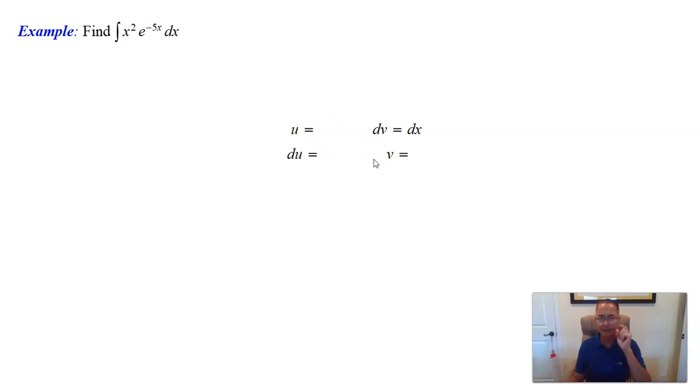So remember that the second integral that we get will have v du, and we want that second integral to be easier than the original problem. Otherwise, we're going nowhere. So it looks like maybe we should put x squared over here, and we should put e to the minus 5x over here. With those choices, du will be 2x times dx, and our v will be an antiderivative, so e to the minus 5x divided by negative 5.